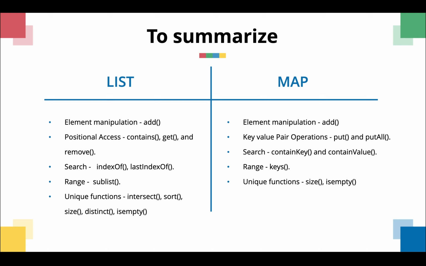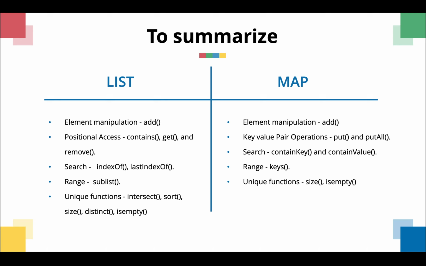So the element manipulation of list is add. You can add stuff to the list using this function. Same applies for map. For accessing a certain position in the list, you can say contains, get, or remove. And all of these are based off of positions. You can search using index of or last index of. For the range, we have sublist and some unique functions like intersect, sort, size, distinct, and is empty.